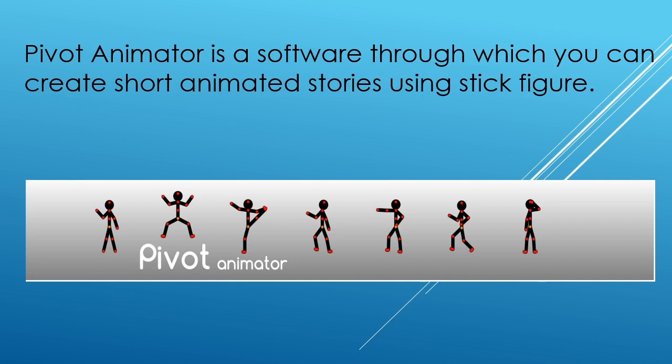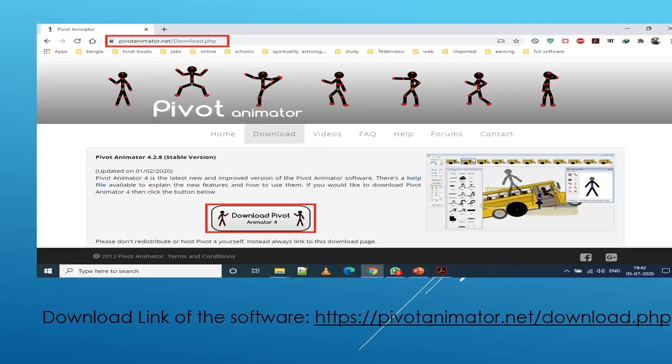In order to run the Pivot Animator program, you first have to install it on your computer. Those who have internet connectivity on their computer system can go to the website link that I've given at the bottom of the screen. It's https colon double slash pivotanimator.net slash download.php.